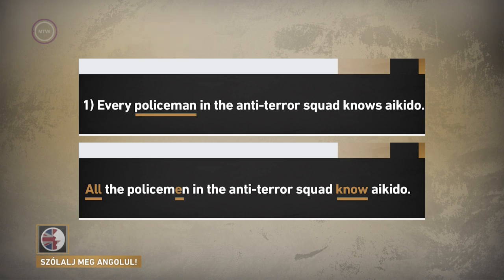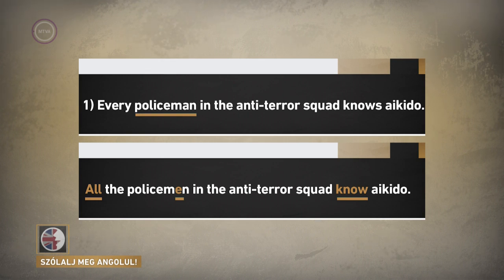So, know becomes knows. Okay, but now, in our altered sentence, we changed the singular noun to a plural noun. After all, we use plural nouns. Remember? Okay, so that means that we have to alter the verb too, doesn't it? Yes. And what's the plural form of the verb to know? Well, all of the forms of the verb are the same, apart from the third person singular form. So the verb changes from knows to know. Simple. So now, our final altered sentence is this. All the policemen in the anti-terror squad know Aikido. Brilliant!